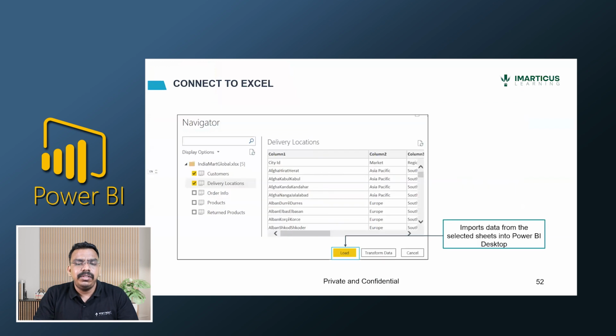And below that you can find the options called load, transform data and cancel. If you click on the load button, it will directly load to the Power BI desktop. If you click on transform data, it will redirect to the Power Query editor. If you click on cancel, it will not load any of the files.